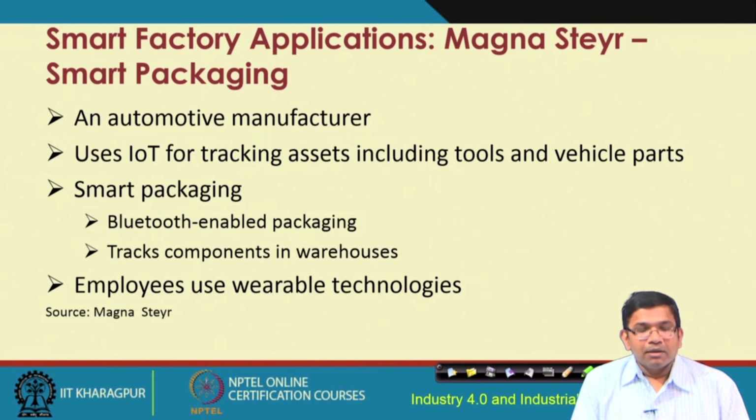MagnaSteer has the smart packaging system, which uses IoT for tracking assets including tools and vehicle parts. So, smart packaging is enabled with Bluetooth enabled packaging in their system, and it tracks the components in the warehouses. In MagnaSteer, the employees use wearable technologies in order to have improved end to end connectivity, not only between these different machines, but also between the machines and the employees that are working in the factory.